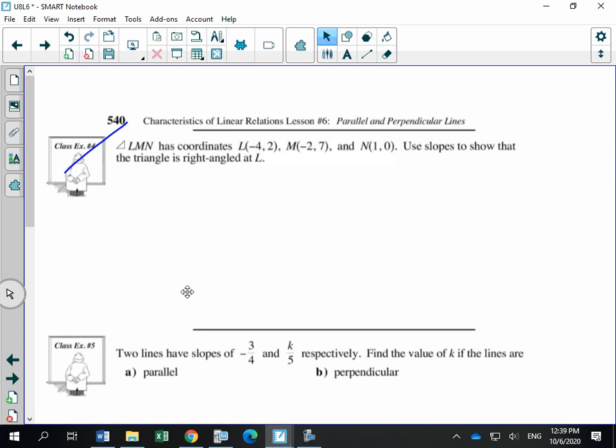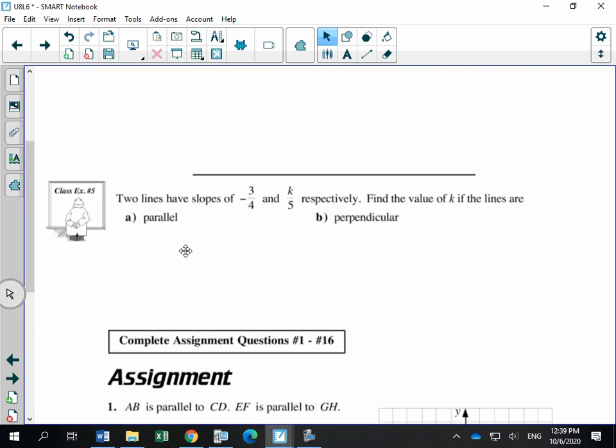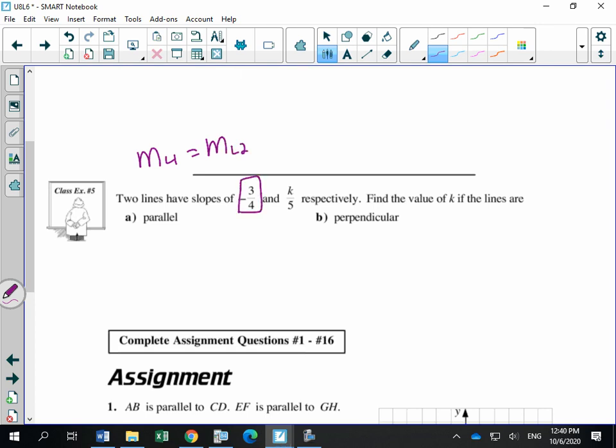Okay, so what class example 5 says is two lines have slopes of -3/4 and k/5. Find the value of k if the lines are parallel. So one of the things we have to remember about parallel is if two line segments are parallel, their slopes are equal. So slope of line 1 is equal to slope of line 2. So if these two slopes are parallel, I simply have to make them equal to one another. So -3/4 is equal to k/5.